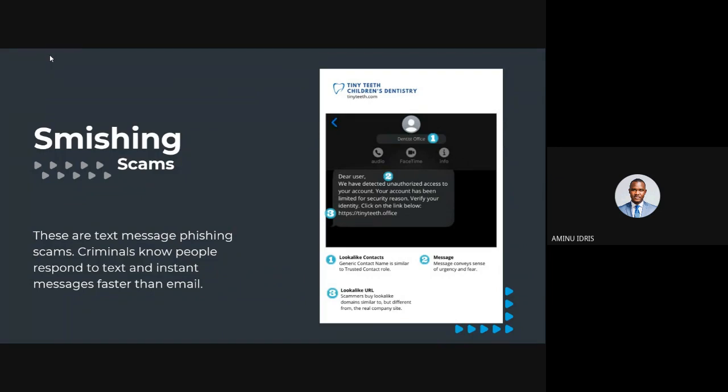A lot of things are fake, so let's know how to identify them. This one is claiming to be from Tiny Teeth Children Dentistry. They sent him a link, claiming they detected unauthorized access to his account and have limited it for security reasons, and they want him to click on a particular link to verify. That's what it entails all the time, so let's be very, very careful.